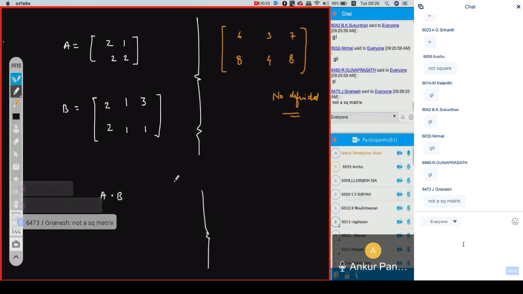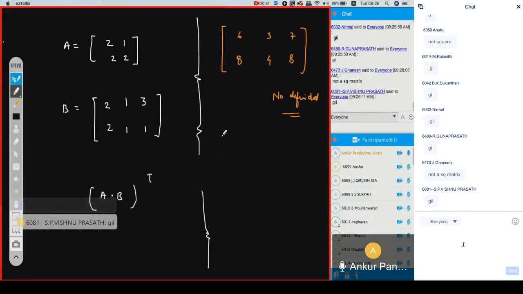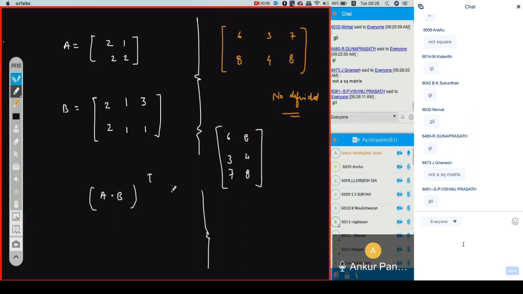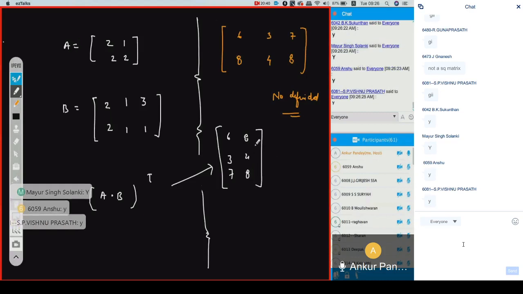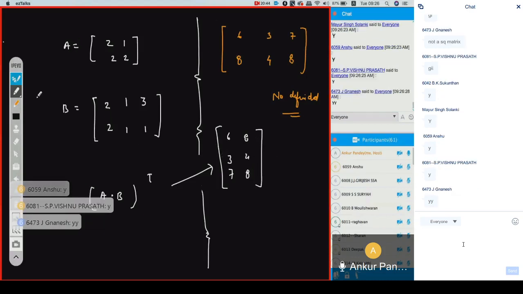In the same way, they can also ask what is the transpose of A dot B. So the answer is, yes or no? So easy, right? Good.